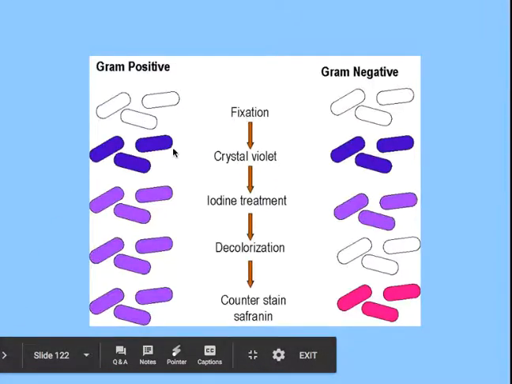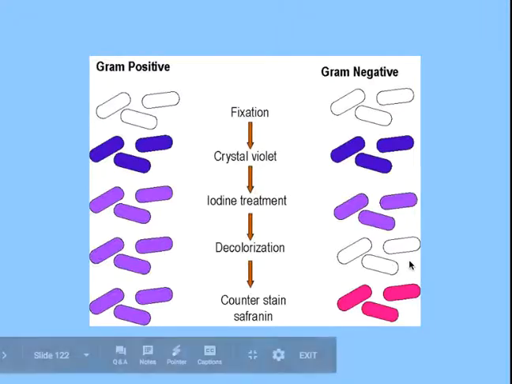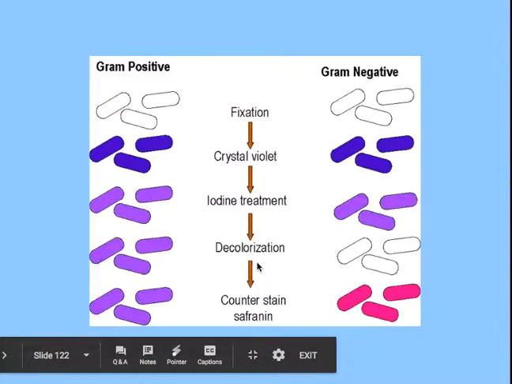Okay, so with the fixation, the first dye, it's always going to be purple. We can't tell the difference. Then you add the iodine. The decolorization is really the step that will help distinguish gram-positive versus gram-negative. Keep in mind, the safranin is staining the gram-positive, but it's so purple we can't see the different color.